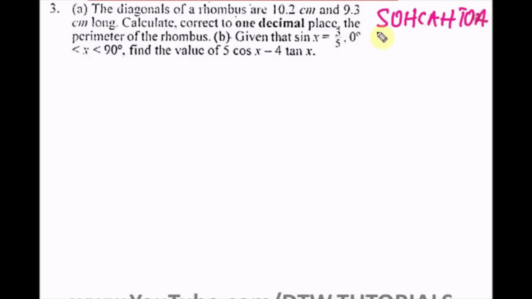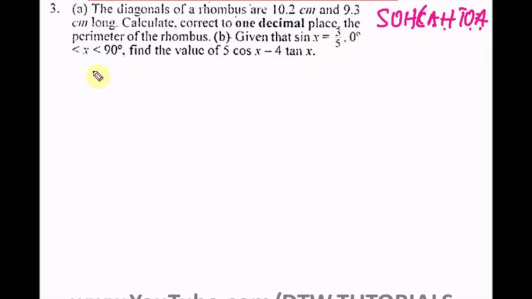SOHCAHTOA. Sine is opposite over hypotenuse. Cosine, the C, is adjacent over hypotenuse. And the T, which is tan, is opposite over adjacent.